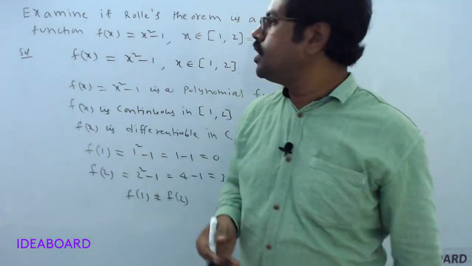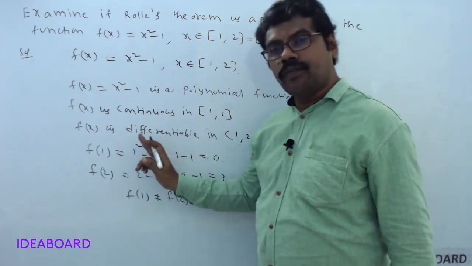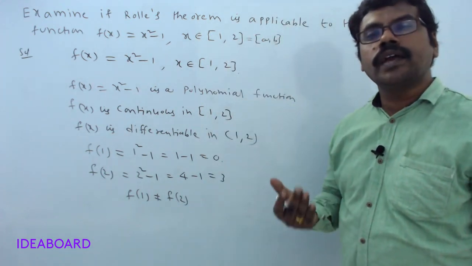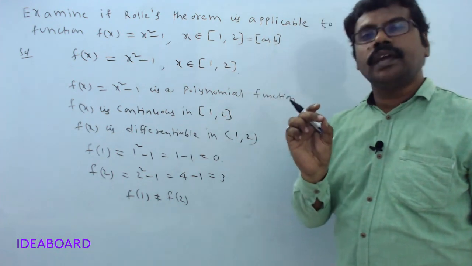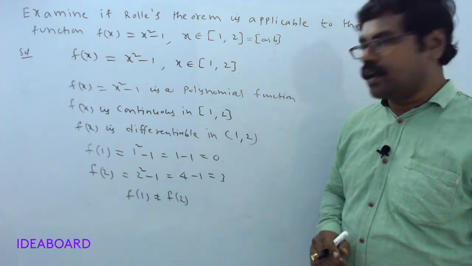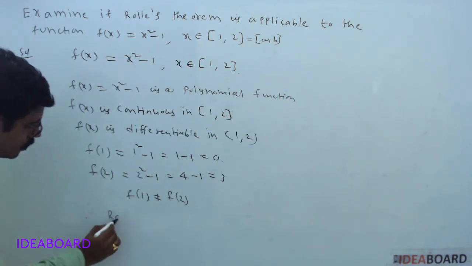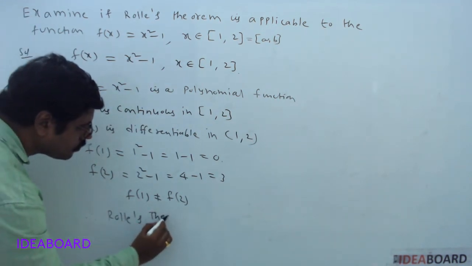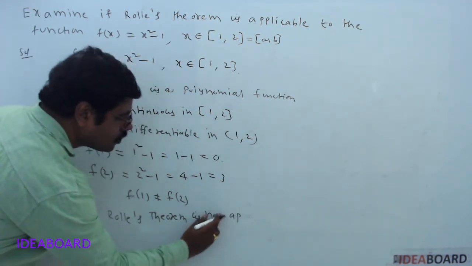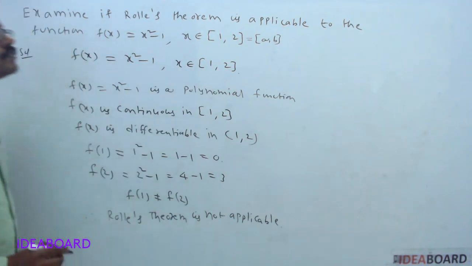If a function satisfies these three conditions, that is the continuity condition, the differentiability condition, and f of a equals f of b, then only we say that Rolle's theorem is applicable to the given function. If any one of those three conditions fails, simply we say that Rolle's theorem is not applicable. Write down that conclusion. Therefore, Rolle's theorem is not applicable to the given function.